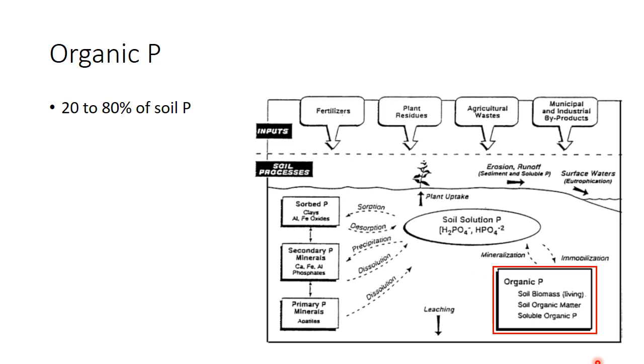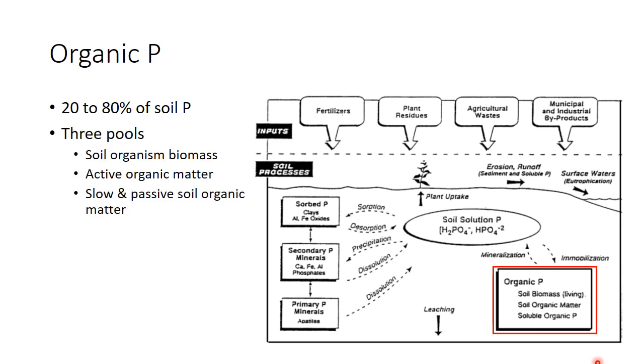So of the total amount of phosphorus present in the soil, it can range from 20 to 80% of the soil phosphorus. There are three pools: again, soil organisms, the active organic matter, and then there's also the slow and passive soil organic matter. So you can think of most of the soluble organic phosphorus as this active organic matter portion that's easy to decompose, as well as some of the stuff that's not dissolved. And then the slow and passive is things that take a long time to actually decompose and be mineralized by microbes.